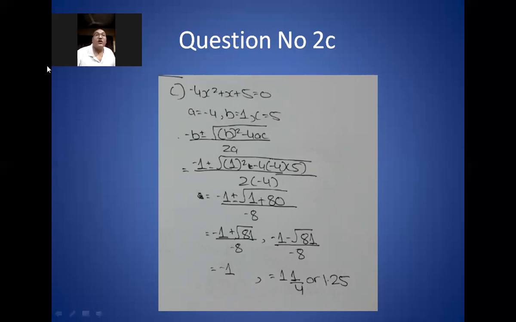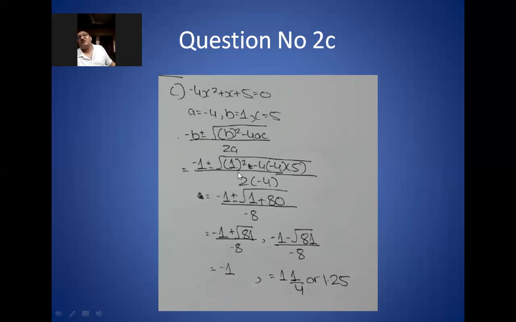We will write the quadratic formula. It says minus b plus or minus under root b square minus 4ac, the whole thing divided by 2a. Put the values here. So minus 1 plus or minus under root, and it will be 1 square minus 4 into a value is minus 4, c value is 5. The whole thing divided by 2 into the a value, which is minus 4. So we substitute those values.